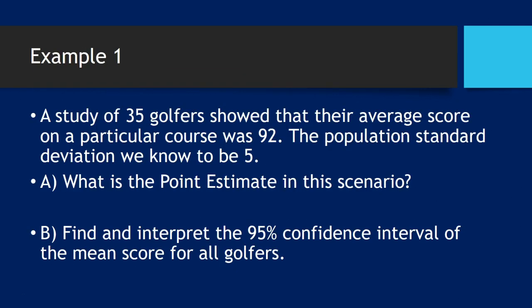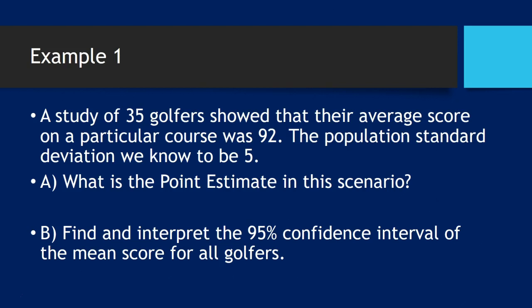All right, so let's start doing the actual calculations of the confidence intervals. So example 1 says a study of 35 golfers showed that their average score on a particular course was 92. The population standard deviation we know to be 5. Part A says what's the point estimate in this scenario? And then part B says find and interpret the 95% confidence level of the average score for all golfers.